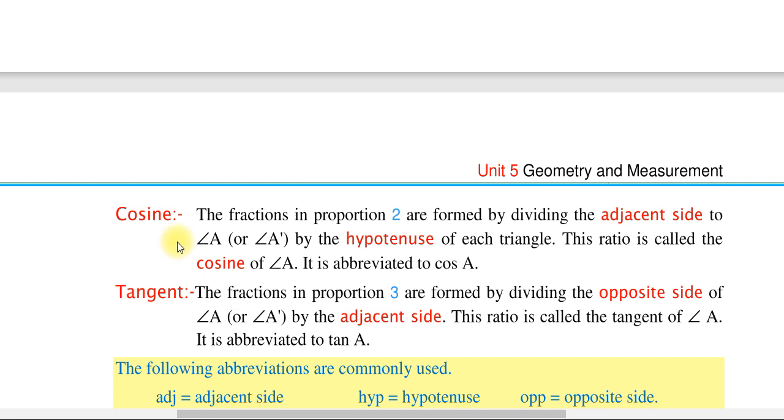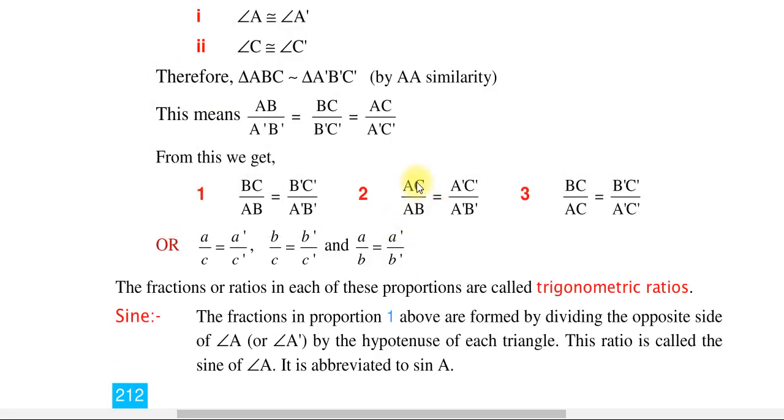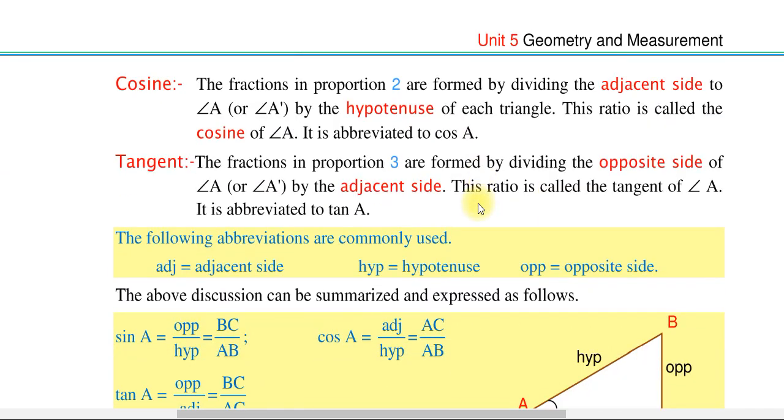Looking at cosine, the fraction in proportion 2 is AC over AB, which is equal to A prime C prime over A prime B prime. These are formed by dividing the adjacent side to angle A or angle A prime by the hypotenuse of each triangle.